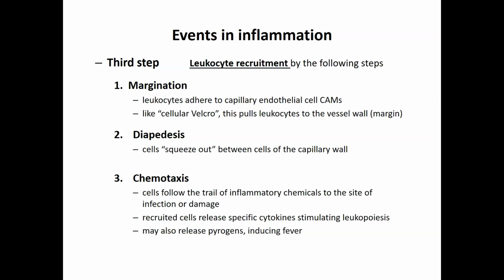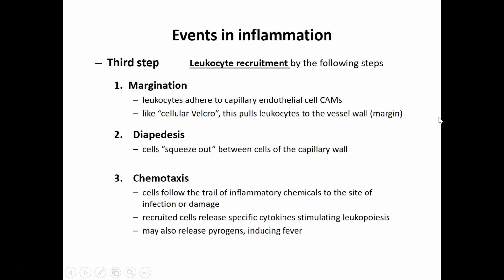And we want that because white blood cells are going to battle infection, right? We talked about some of the white blood cells last time. The phagocytes, basophils, eosinophils, neutrophils. They're all going to be attracted to the site. How does leukocyte recruitment occur? Well, these three steps. Margination.